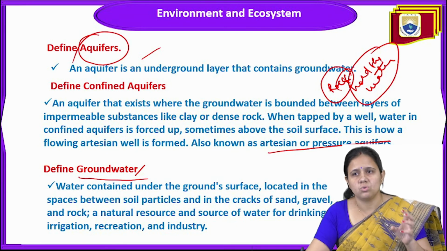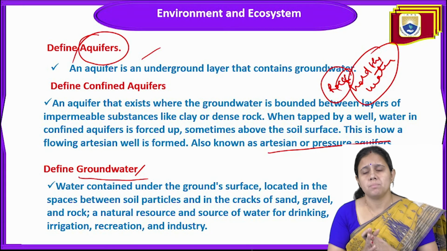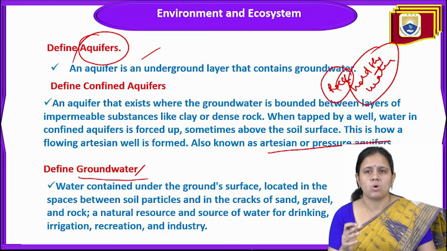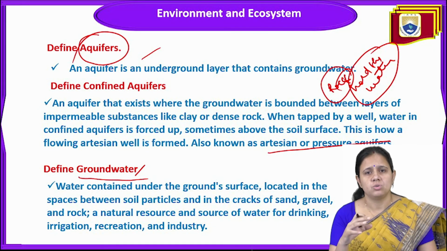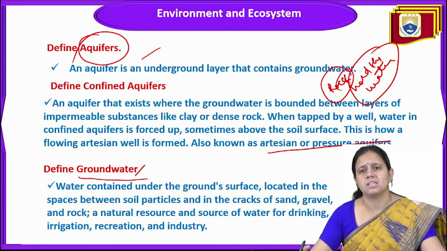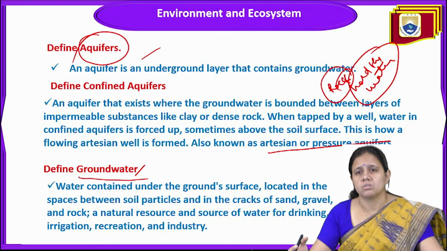Confined aquifers are those aquifers that are present between layers of impermeable rock like clay or dense rock, and unconfined aquifers are not present between layers of clay or dense rock. So in confined aquifers, a lot of water is held. With pressure, when a well is there and force is applied, automatically that water will come out with high pressure, and a well is formed. That well is called an artesian well, and this is a very common definition.